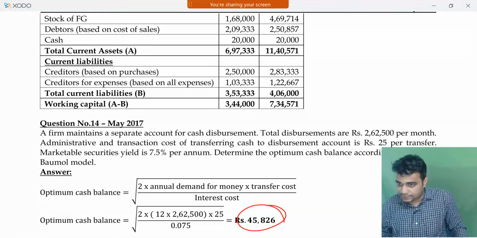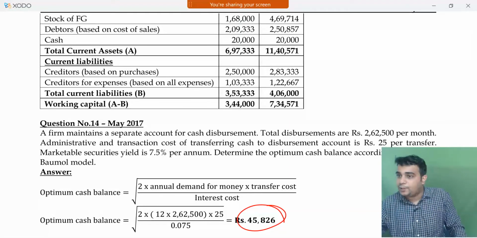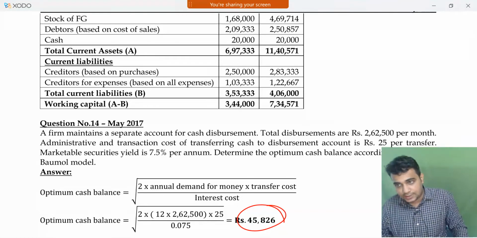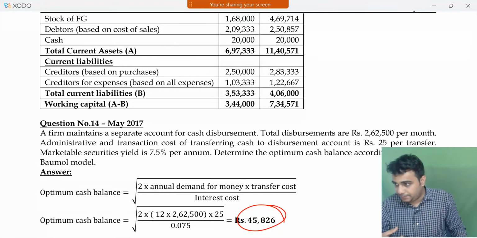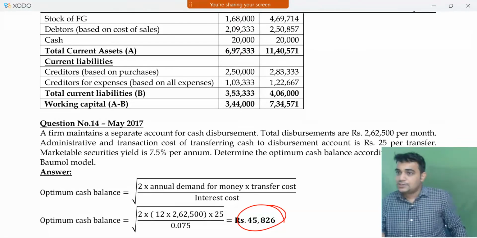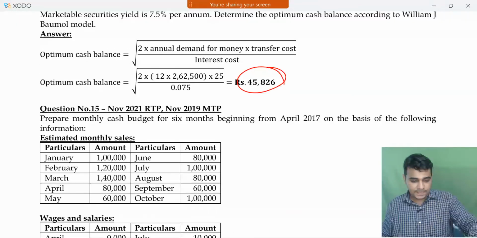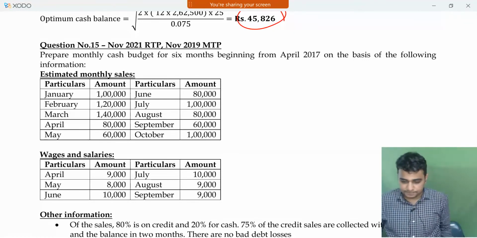Question can expand further and say how many transfers will happen in a year. You will say 31 lakh annual demand divided by quantity value per transfer. Total ordering cost, here it can ask total transaction cost. Average inventory, here they can ask average money being maintained by the company, half of your optimum cash balance which you calculate. So whatever is asked in EOQ, the same thing can be asked here as well. Go through question 15.